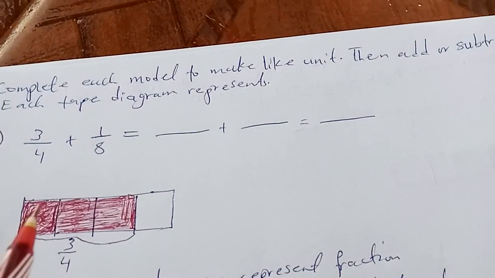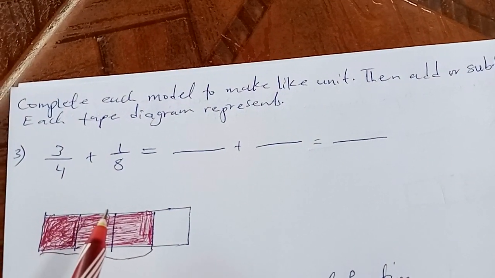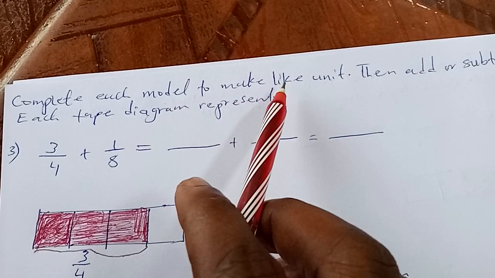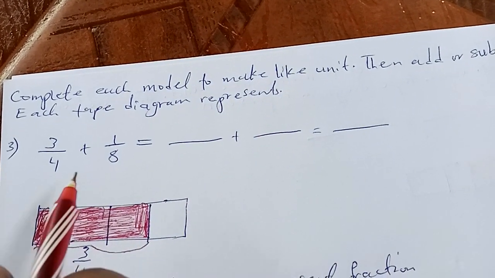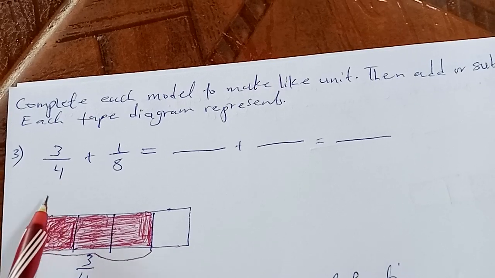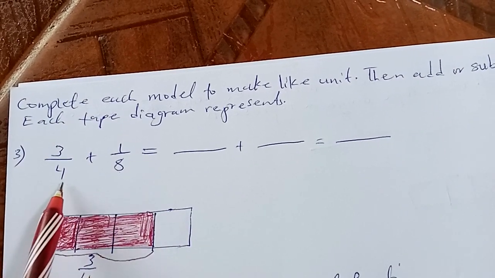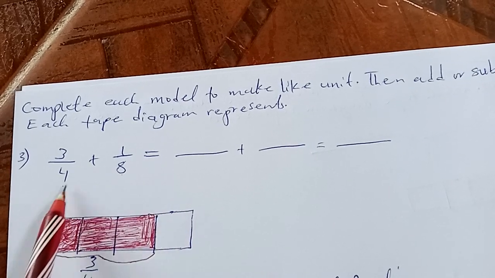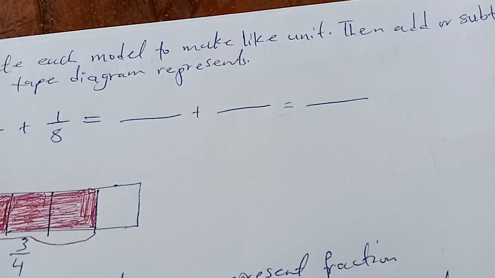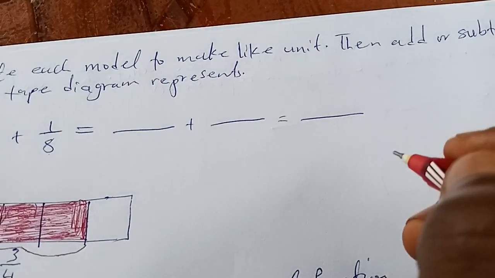To solve this problem is very easy. You have to understand this word, like unit. It's the same as like fractions. So you have to make this fraction very same. If here is 8, you have to make here 8. So you have to make the denominator the same. We can solve this on a rough topic.